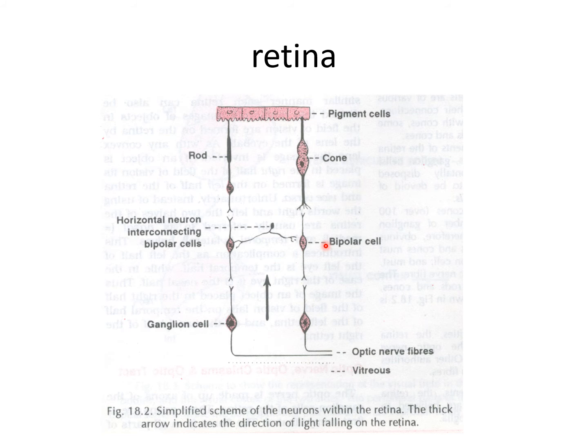Now the last one are the horizontal cells. Horizontal cells are also included in this layer. Horizontal cells give off processes that run parallel to the retinal surface. These processes enter the outer plexiform layer and the inner plexiform layer and synapse with the rods and cones and the dendrites of the bipolar cells. Horizontal cells are oriented parallel to the layer of the retina.